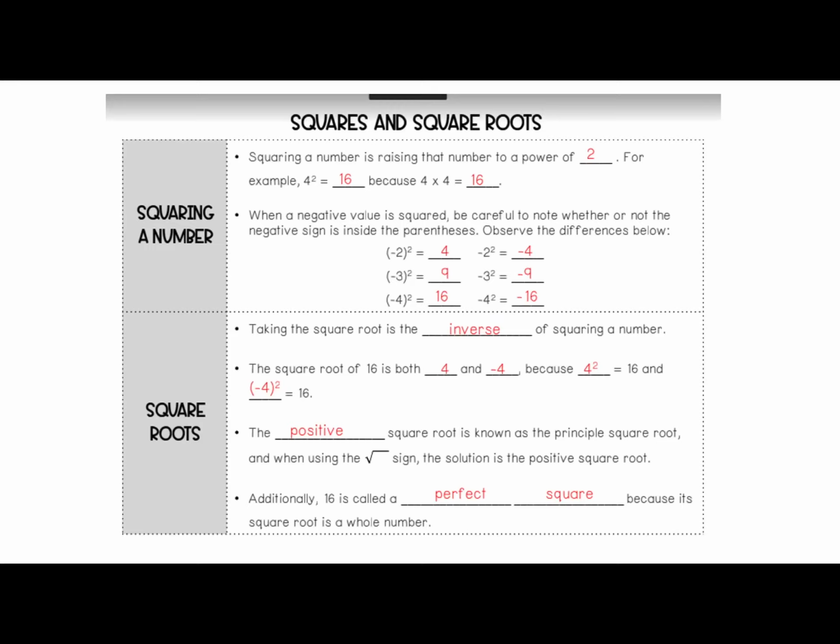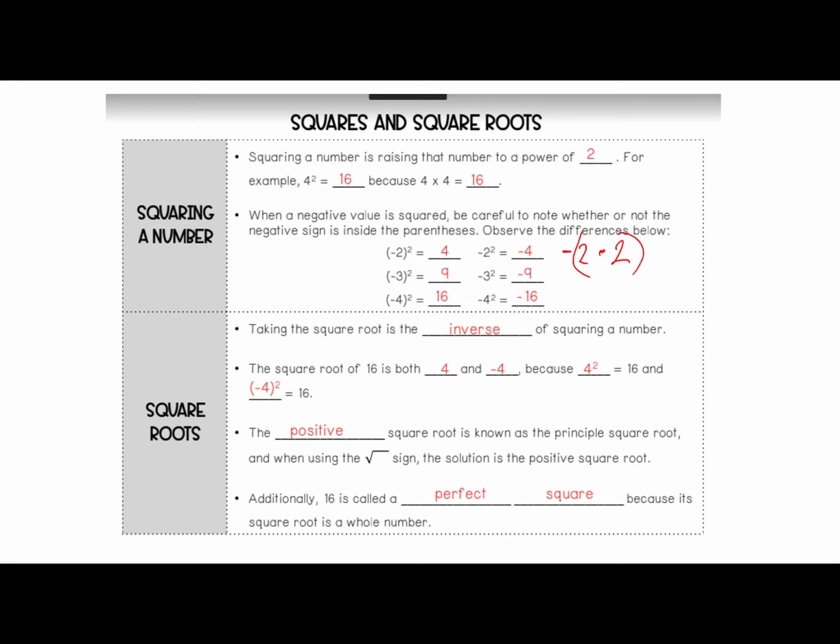When a negative value is squared, be careful to note whether or not the negative sign is inside the parentheses. Observe the differences below. Inside the parentheses, we do negative 2 times negative 2. Outside the parentheses, we would do negative 2 times 2. This negative would be on the outside, and that would be negative 4. So that's how we square a number.